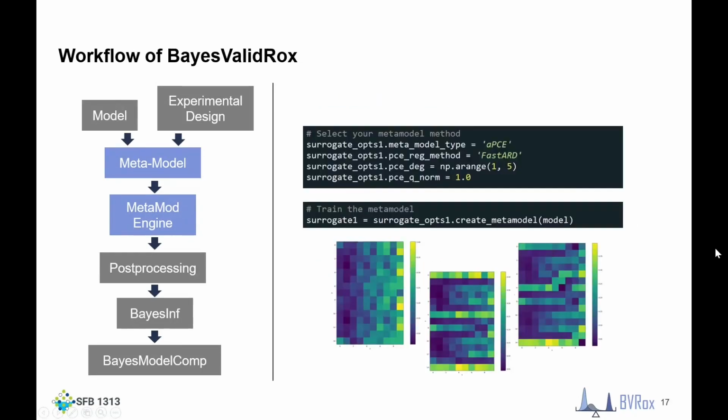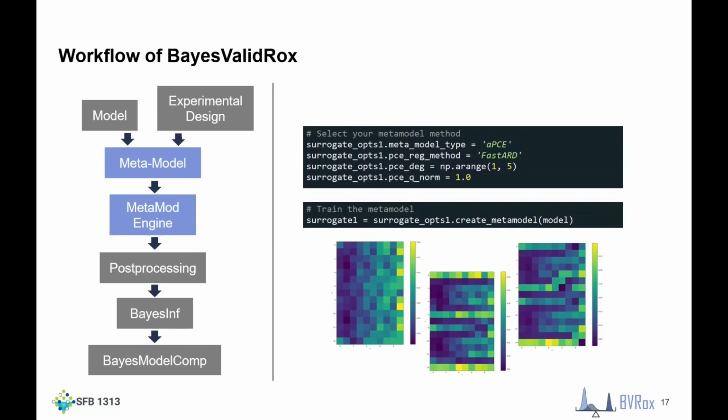For the example, I did not choose to use a sequential design just based on the high computational cost associated with my models. But you can see here, I set my meta model to be an APC, and I chose this FastARD as a regression method, which is one of the sparsity-inducing regression methods that are available in BayesValidRox. And then I set my range of polynomial degrees, and this last one is my truncation scheme.